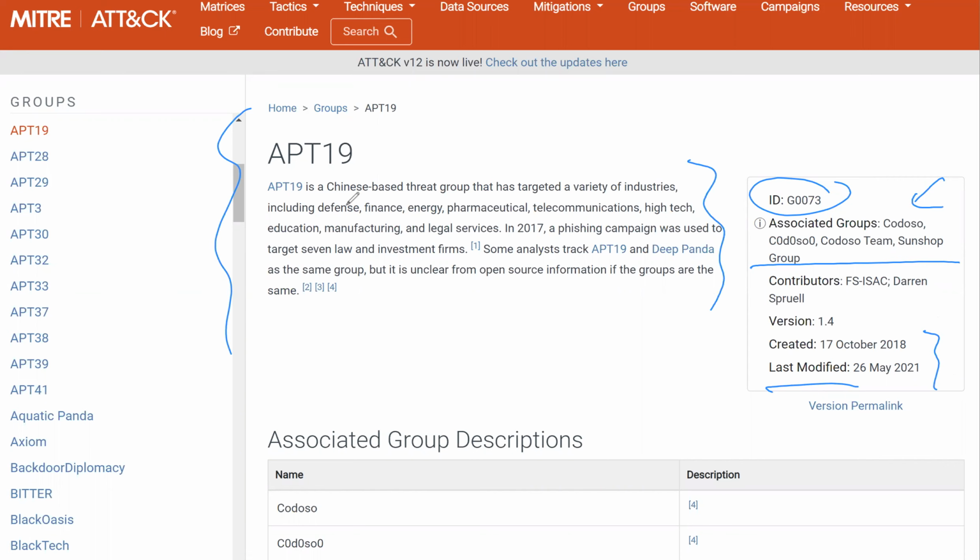And then we can start to gain some information around what this APT group does. So these guys are a Chinese-based threat intel group, and they've targeted various industries, including defense, finance, pharmaceuticals, and the list goes on. In 2017, a phishing campaign was used to target several law and investment firms. So if we're operating through a law or an investment firm, that's maybe an APT group that could be coming after us, so we need to be aware of that. Some analysts track APT19 and Deep Panda as the same group. Clear open source information says the groups are the same.